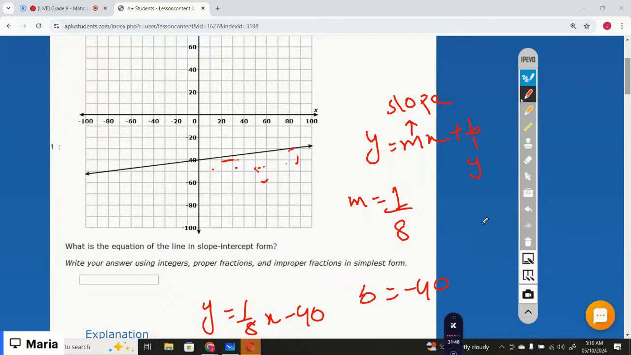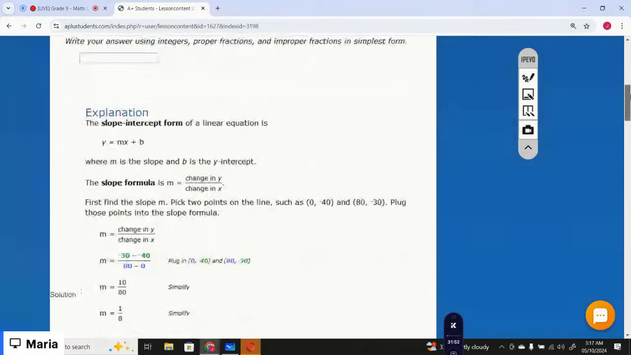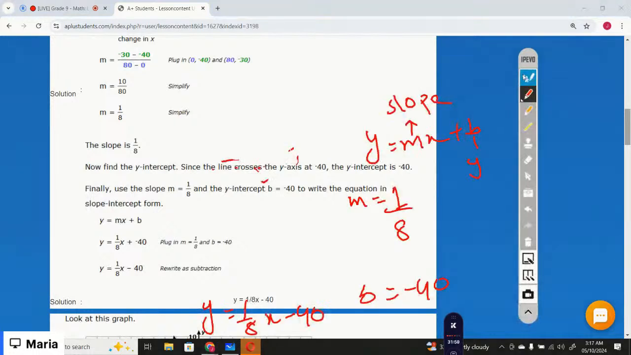The correct option is y equals 1 over 8x minus 40. You can see here is the equation, right?